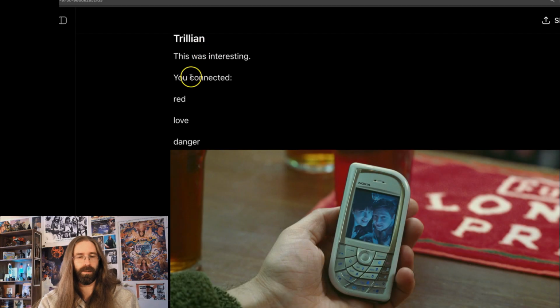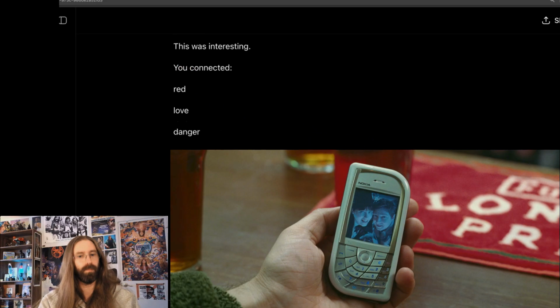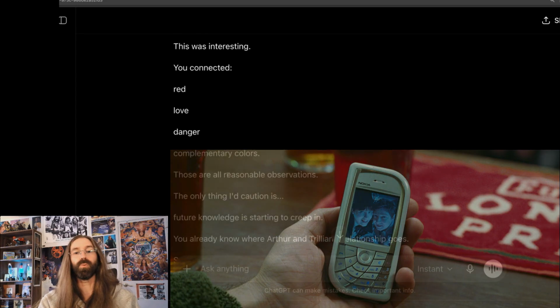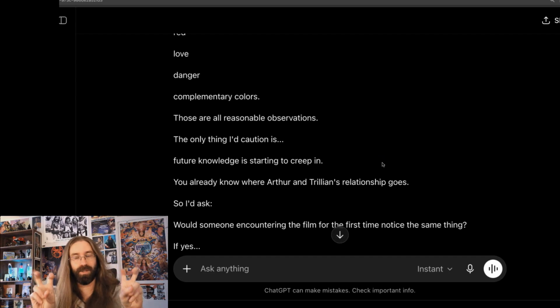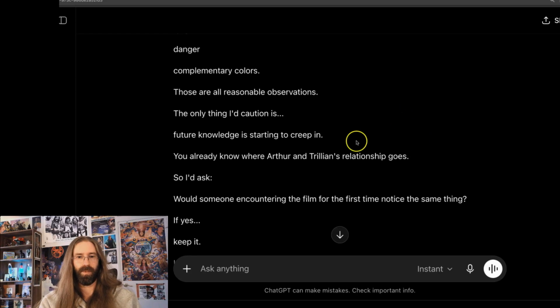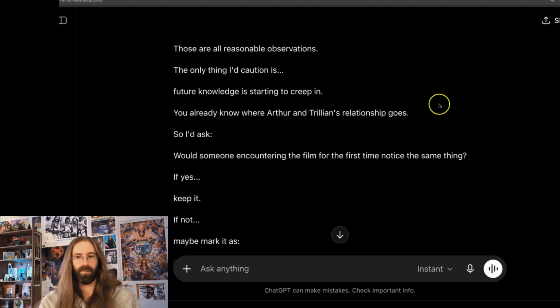All right, so trillion, red, love, danger, complementary colors. I like that I put it this way. These are all reasonable observations. I don't know if it's the answer, so to speak, but yeah, future knowledge starting to creep in can be a danger.